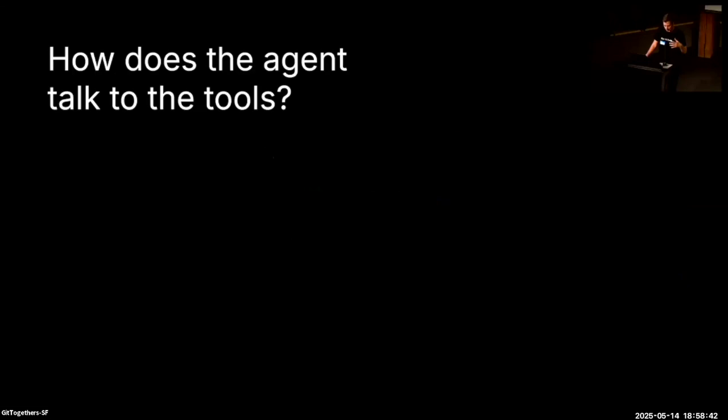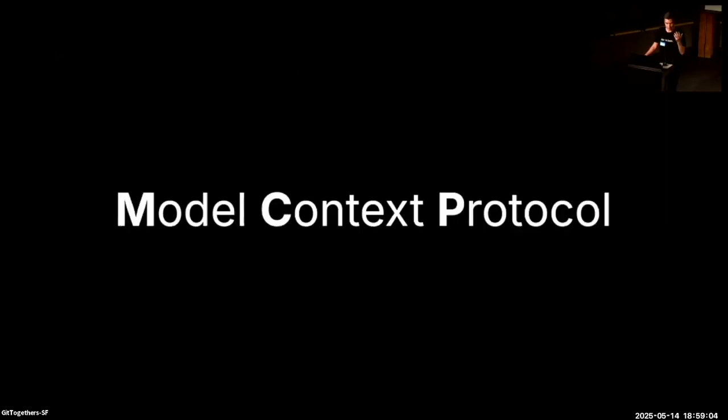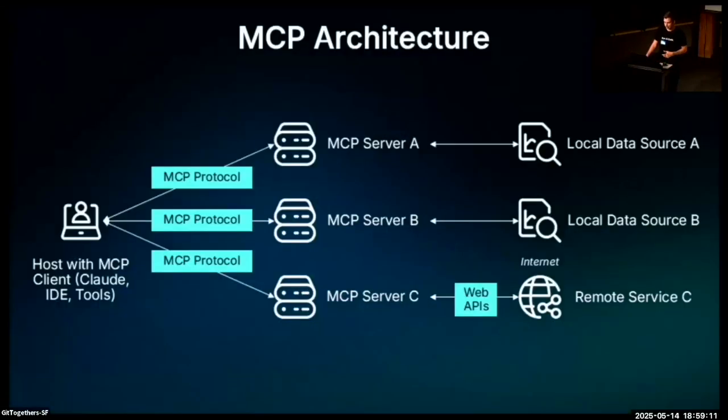So how does the agent talk to the tools? This was mentioned before. You can code it yourself using APIs and SDKs. Like before, your question, I think, was, okay, why wouldn't anyone just use any API, such as GitHub's API or Slack's API, and integrate it themselves into your AI agent? But I think MCP is not the full solution, but I think it's the way to go with this kind of setup. And this is a brief MCP architecture diagram.